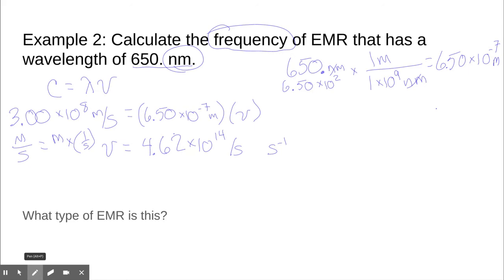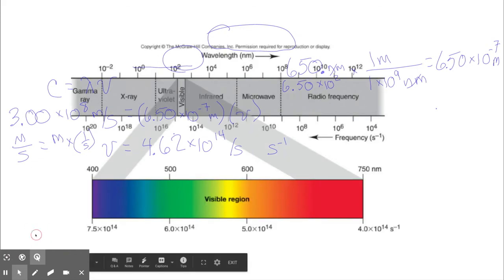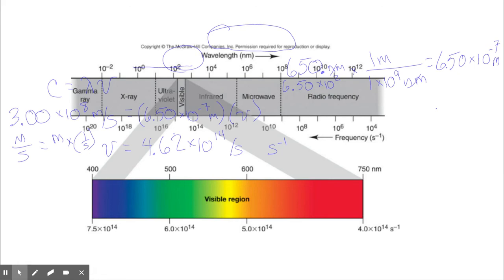All right, so now that I have those numbers, I can use the diagram that we'd given you before to figure out what type of EMR this is. So this time I put it on the very next slide. So the two things I'm looking for, again, you can look for either. You can look for the nanometers, or you could look for the frequency. We just want you getting used to it.